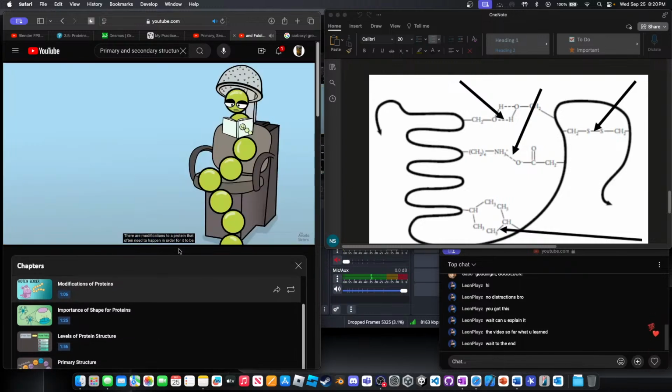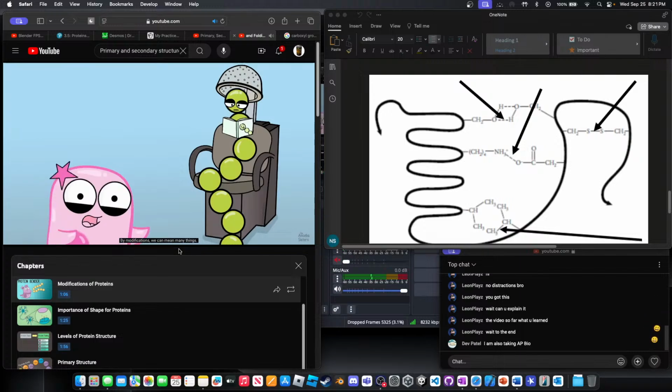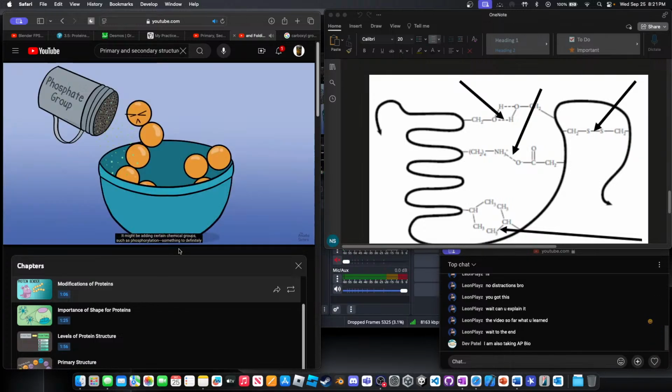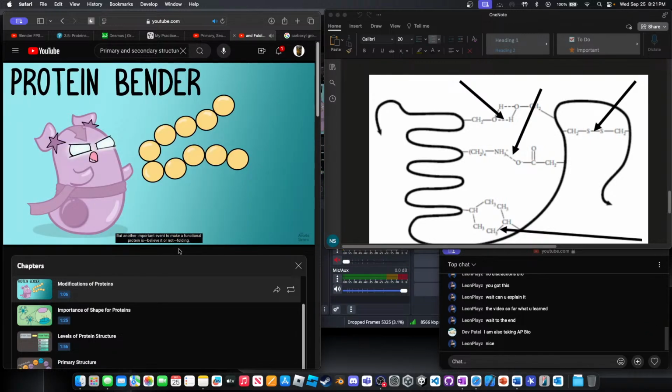There are modifications to a protein that often need to happen in order for it to be functional. By modifications, we can mean many things. It might be adding certain chemical groups, such as phosphorylation, something to definitely explore. But another important event to make a functional protein is, believe it or not, folding.